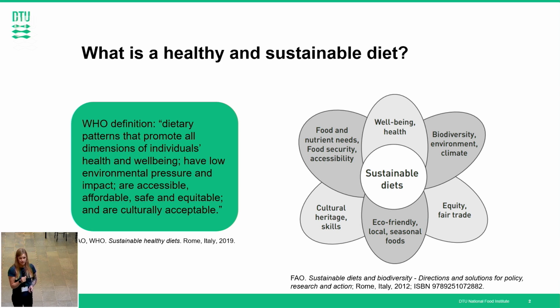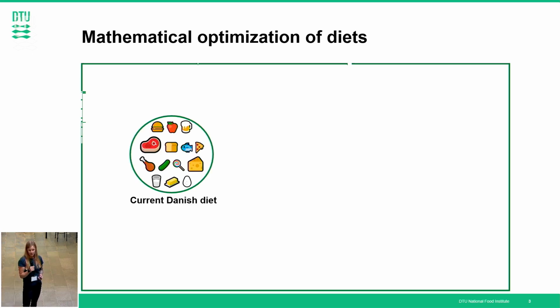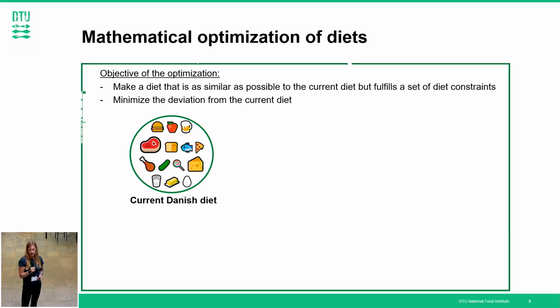So for this, mathematical optimization is a tool that we can use, and I'm going to quickly demonstrate how that works. As a starting point, we have a reference diet or a baseline diet. In my case, that reference diet is the average Danish diet as it currently is. Then in our optimization, we have an aim. So we try to, for example, keep the diet as similar as possible to the current diet while fulfilling different constraints, so different conditions for what we want this diet to do. In other words, we try to minimize the deviation from the current diet to our optimized diet.